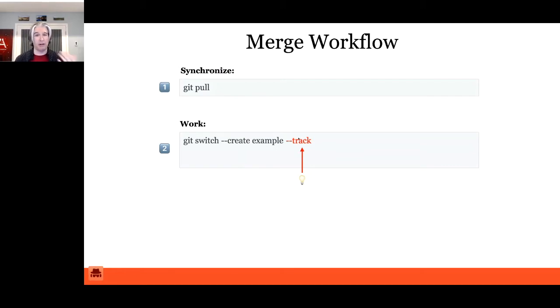Track, by the way, I highly recommend always using. If you've never done it before, it just sets metadata in your local Git config to name that branch and know the remote branch that you're pushing to, so you don't have to keep typing in example every time you push that example branch to the remote repository. So then you commit some code. You commit, you keep working on your implementation.